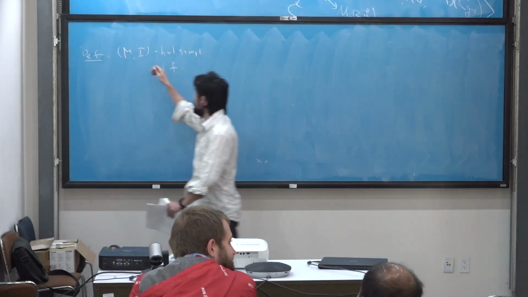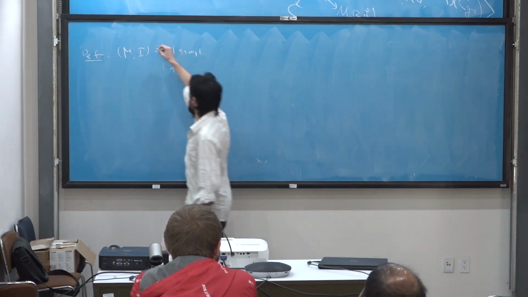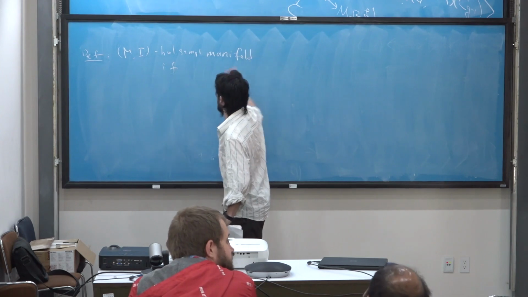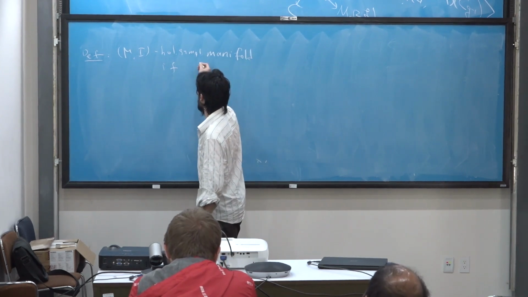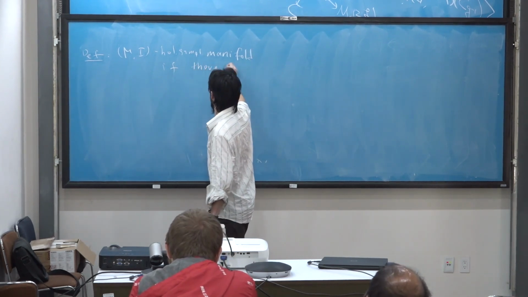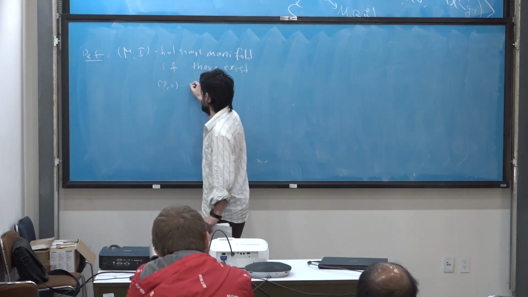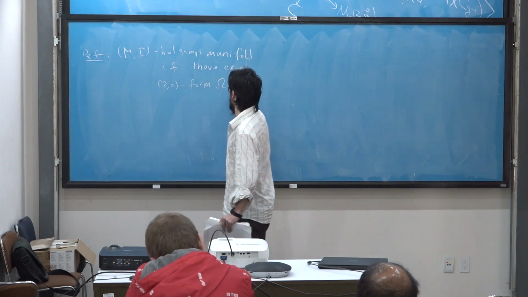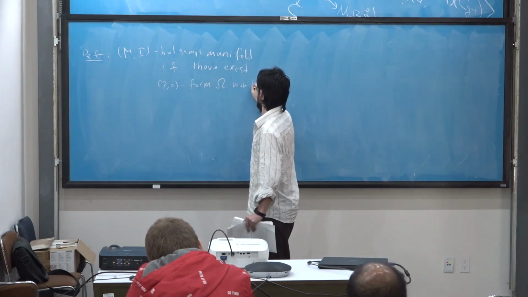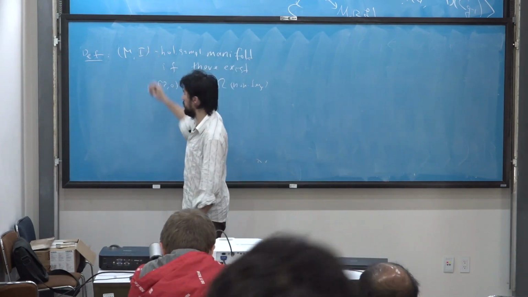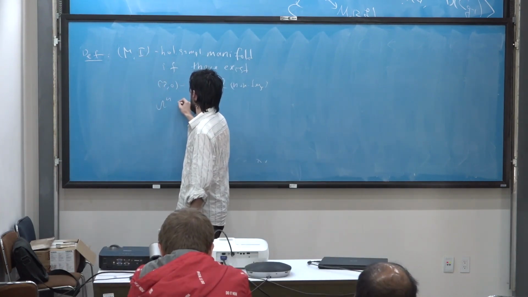Okay, so M is called holomorphic symplectic manifold if there exists a holomorphic 2-form omega, non-degenerate, and then since M is complex, omega to the n gives a section of the canonical class.